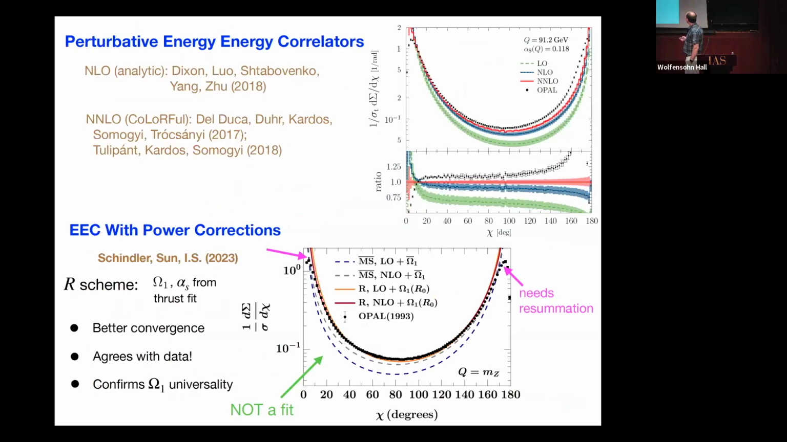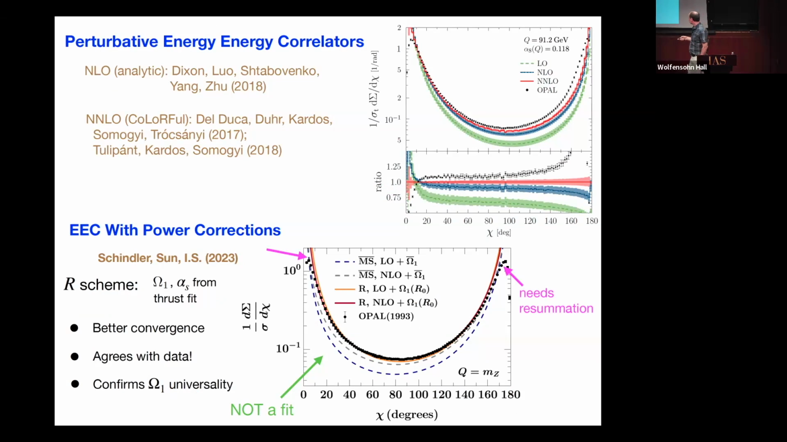Okay, so what do the results look like? Here I'm showing the analytic results of Dixon et al. That's built on the earlier results, which were numeric, and then the next leading order results here from Colorful. And so you see those results here going from leading order to next leading order to next-to-next leading order in the MS bar scheme.